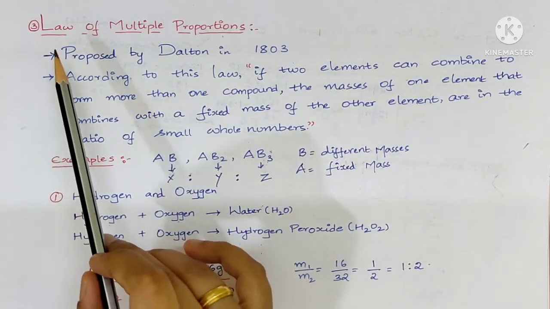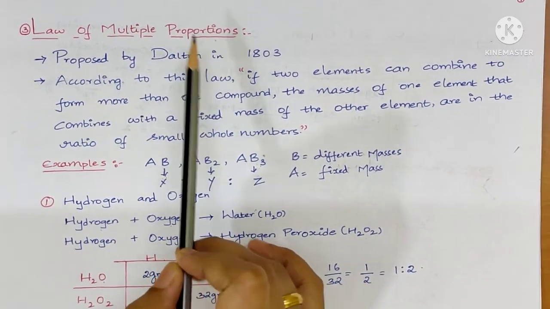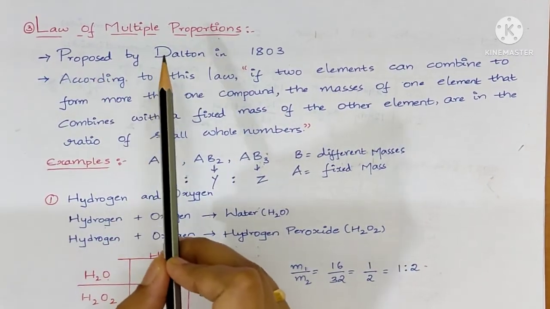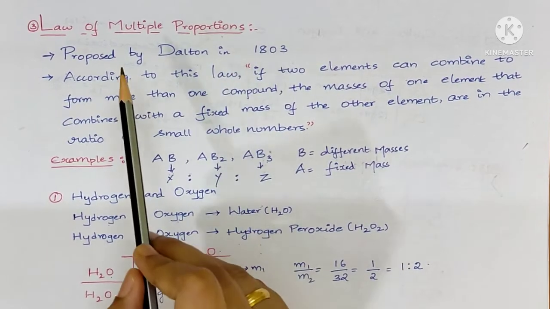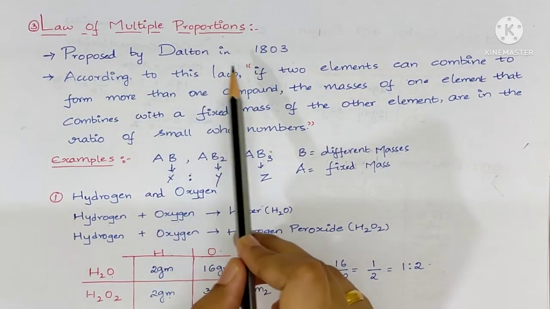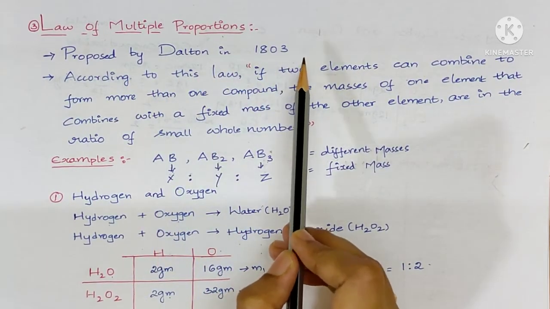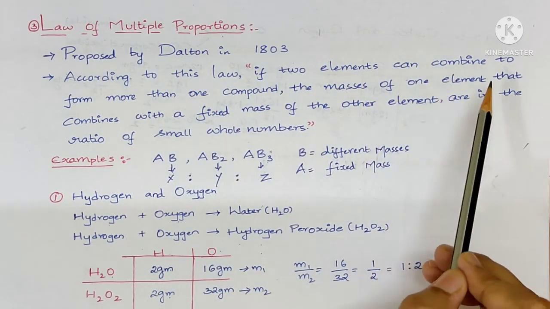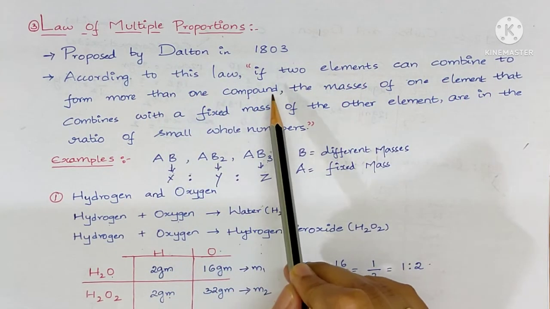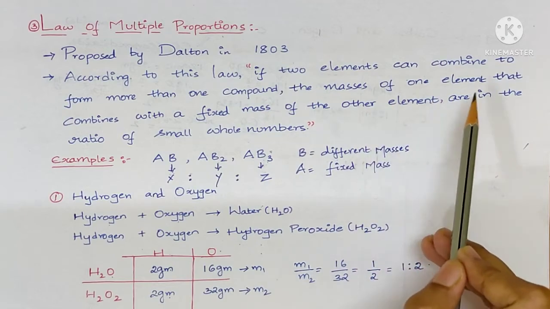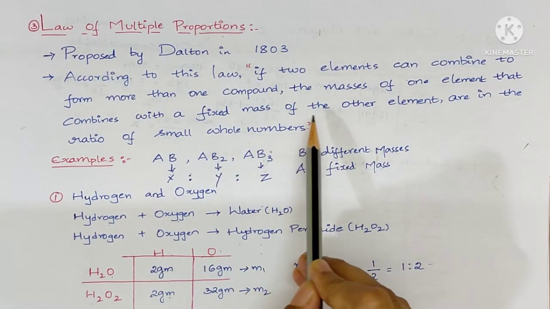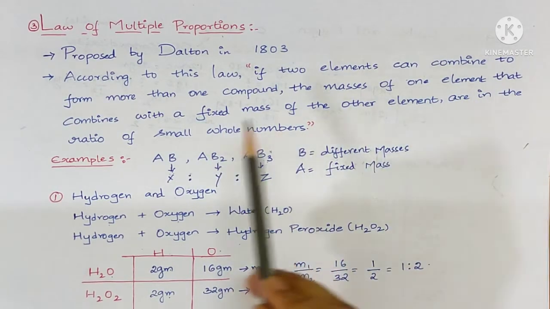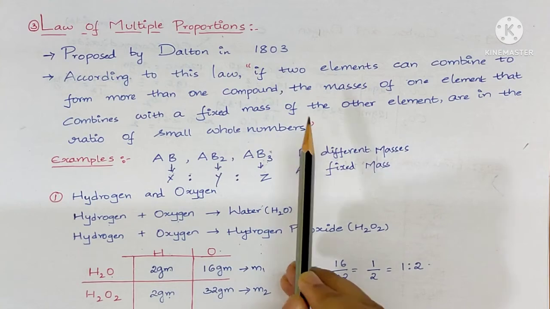Today's topic is Law of Multiple Proportions. This is the third law of chemical combinations. This law was proposed by Dalton in the year 1803. According to this law, if two elements can combine to form more than one compound, the masses of one element that combines with the fixed mass of the other element are in the ratio of small whole numbers.